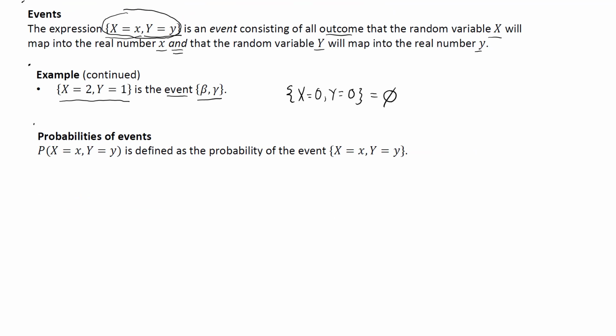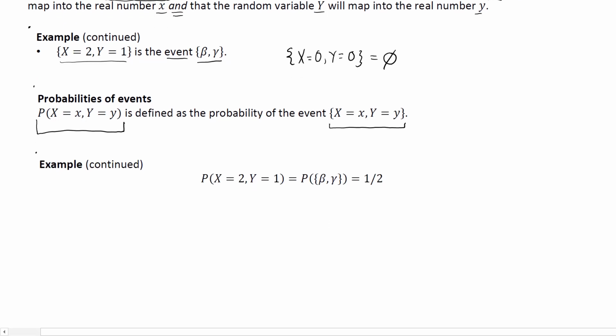So realizing that an expression such as this one, x equal to 2 and y equal to 1, is an event, allows us then to define the probability of this. So by P(X = x, Y = y), we simply mean the probability of this particular event. We have a probability measure which will assign a probability to each event, so we know that this must exist. Continuing with our example, if we look at the probability of the event x equal to 2 and y equal to 1, we know that this event is the same as the event consisting of beta and gamma.